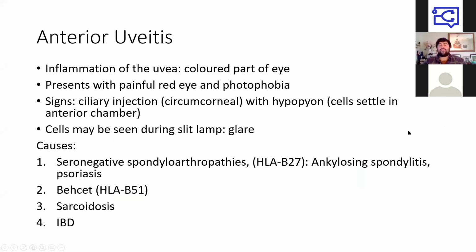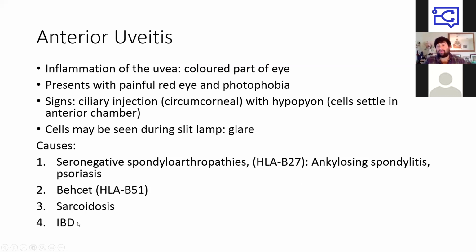So this is a very, very important area of ophthalmology because it is a manifestation of other systemic diseases. So patients with the seronegative spondyloarthropathies, like ankylosing spondylitis, psoriasis, who are HLA-B27 positive, can then have anterior uveitis. Patients with Behçet's disease, which is a kind of multi-system inflammatory condition, HLA-B51 positive, they might have arterial venous thrombosis, they might have orogenital ulceration, and these patients may present with anterior uveitis.